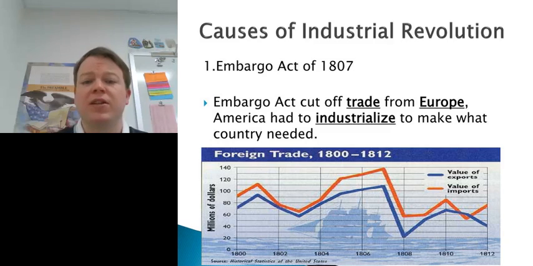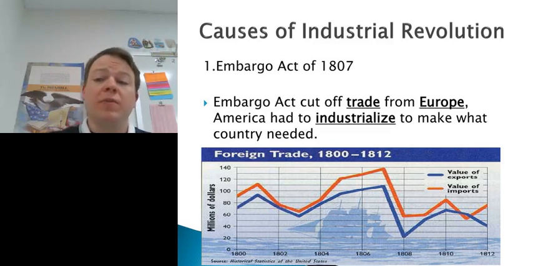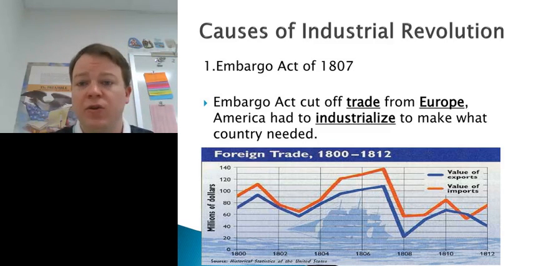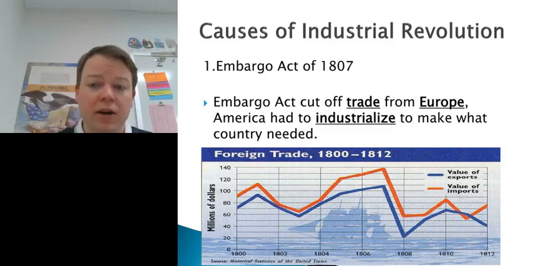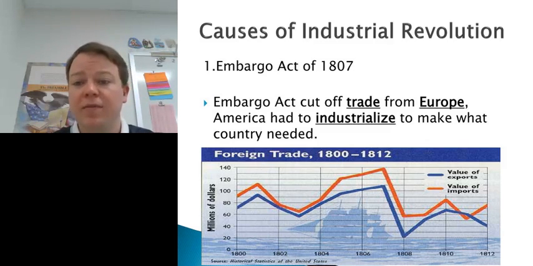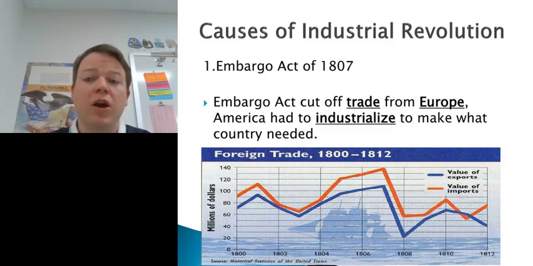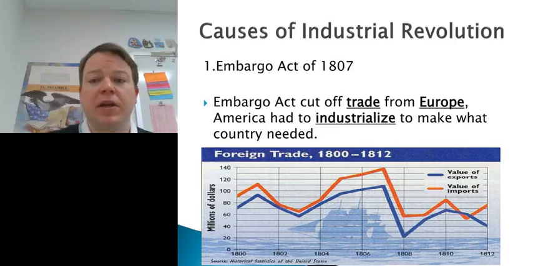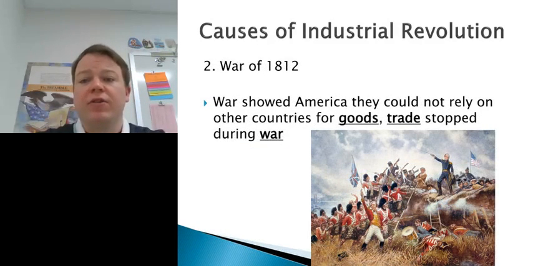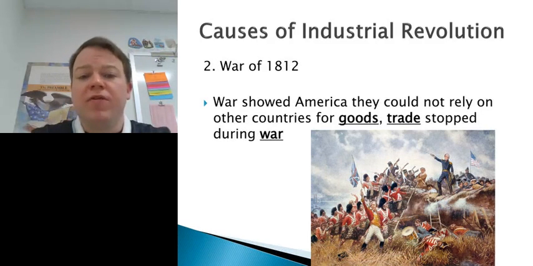So, in order to get the stuff that we want, we're going to have to start making it. We cannot rely on England. So, one of the positive impacts of the Embargo Act is we have to start making American-made products. But one of the negative impacts is it's going to take some time to get that. So for a while, our economy is doing pretty poorly. But if we cut off trade, that means we have to start making our own things and making our own factories.